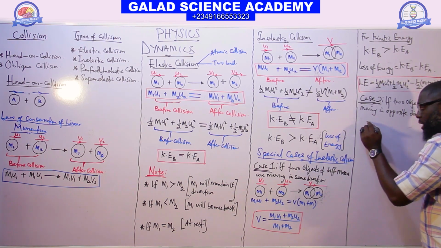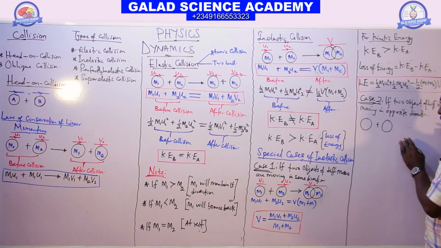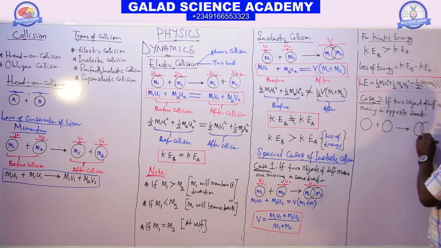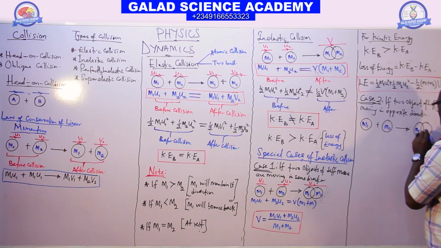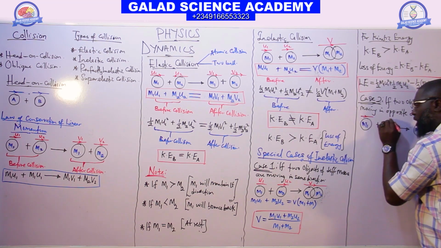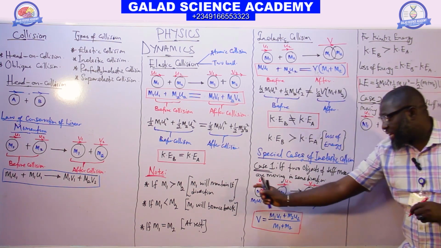So you have what? Mass this, yes, equal to what? But note that they are moving in different directions. This is M1, M2, M1, M2. If they move in different directions, this one faces this direction, this one also faces this direction. So U1, U2, like this, they face the same direction.